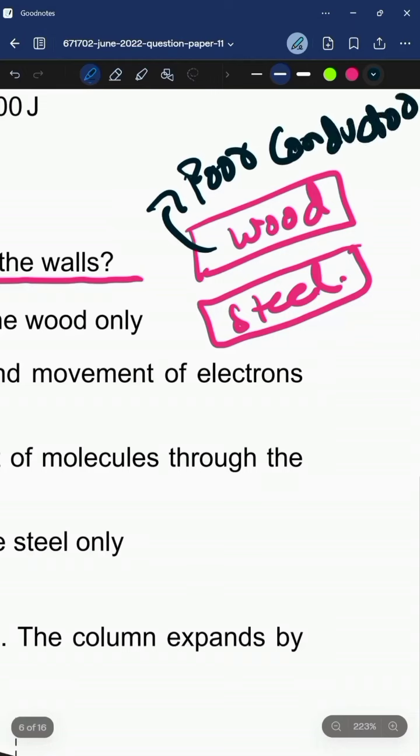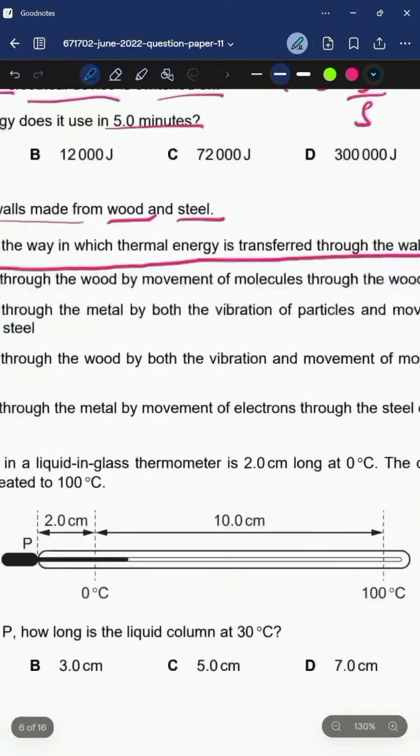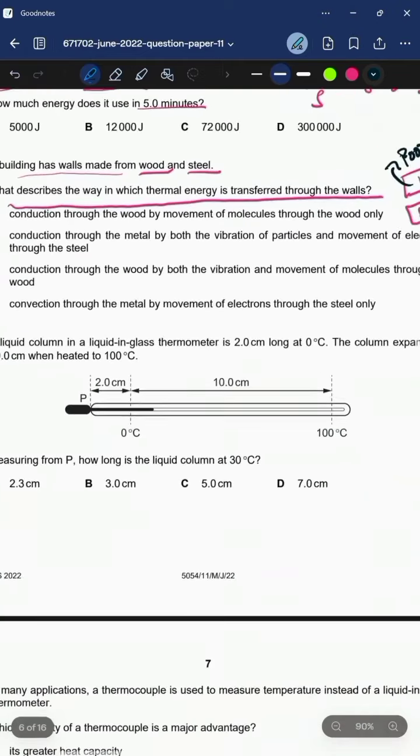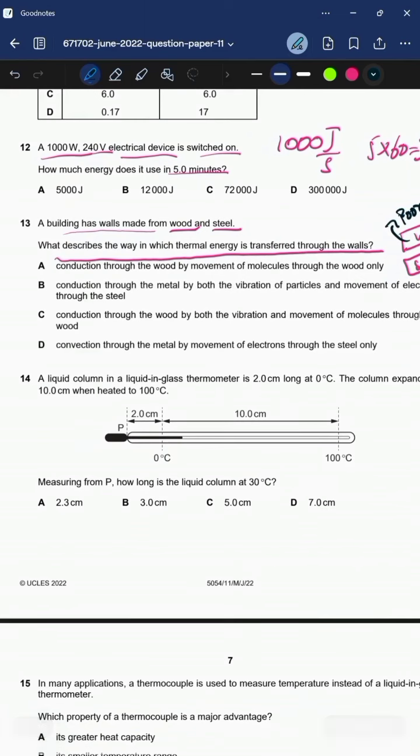of heat, and metal, which here is steel, is a very good conductor of heat, or a good conductor of thermal energy, right? So what's the best possible way the heat or the thermal energy could transfer? The option A says conduction through the wood by movement of molecules through wood only. No, wood is a very poor conductor, right?